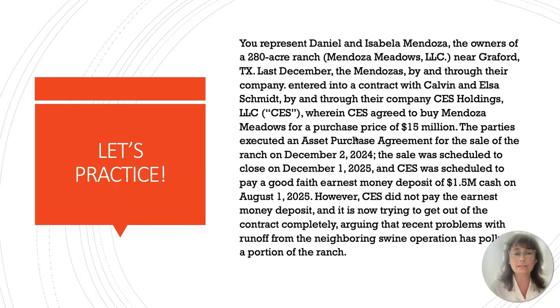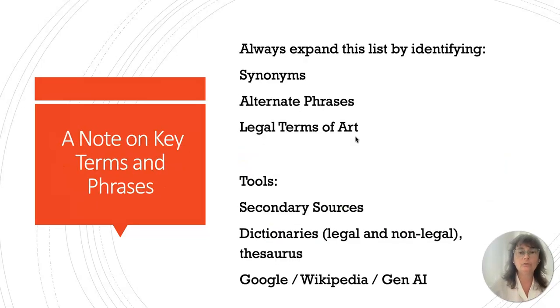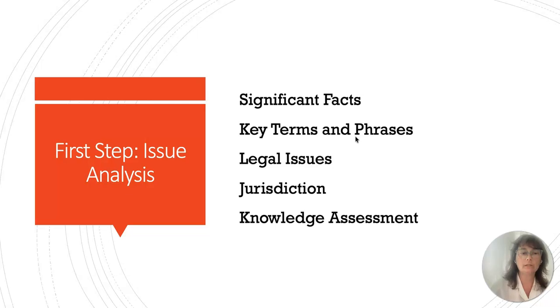Okay, so let's practice this legal analysis. I'm going to go back up to our questions. What we need to do when we're looking at this hypo is identify the significant facts. We want to identify the key terms and phrases as well as their synonyms, any legal terms of art, specific legal phrases that might be associated with the key terms that we found in the hypo. We want to identify the legal issue. We also need to identify the jurisdiction, and we need to assess our knowledge on the topic.